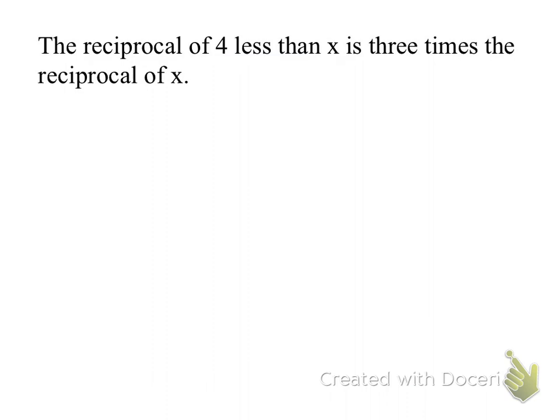Okay, last problem. The reciprocal of 4 less than x is 3 times the reciprocal of x. First of all, how do I write this? 4 less than x. Good. X minus 4. So what would be the reciprocal of that? 1 over x minus 4. Good. So it's 1 over x minus 4.